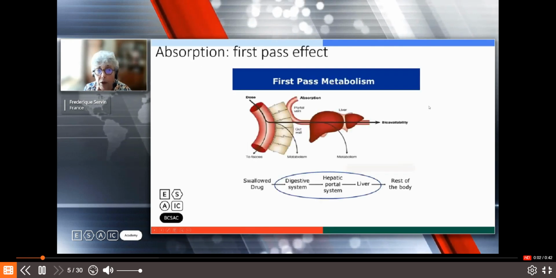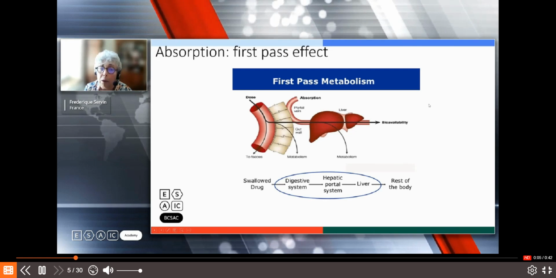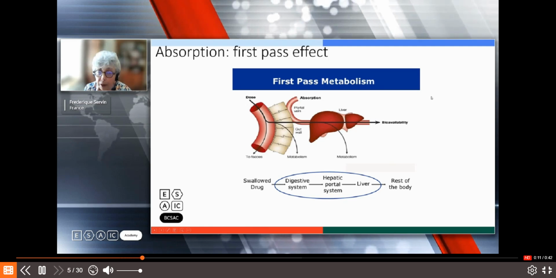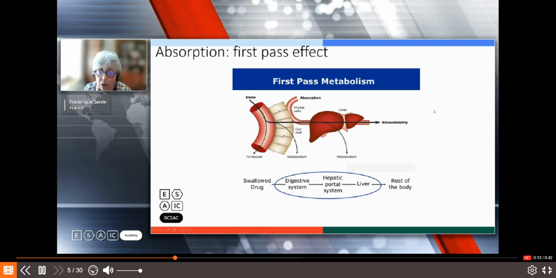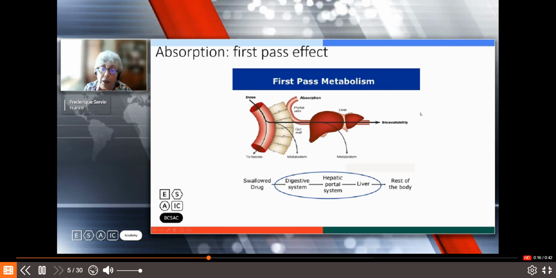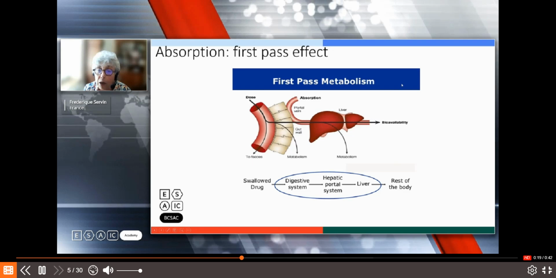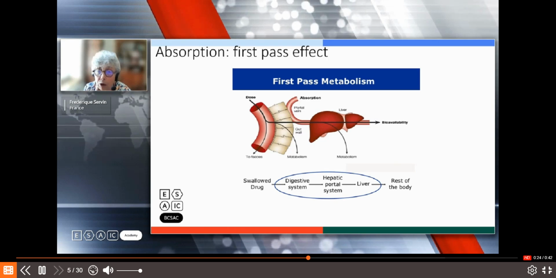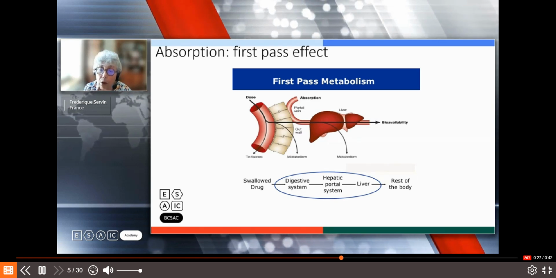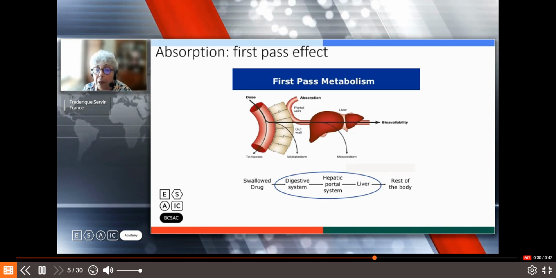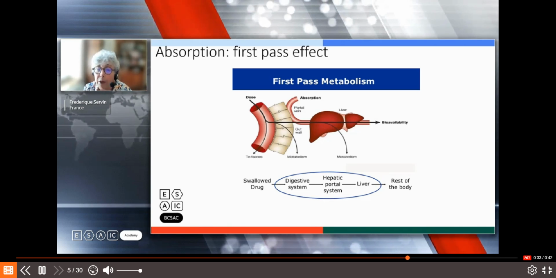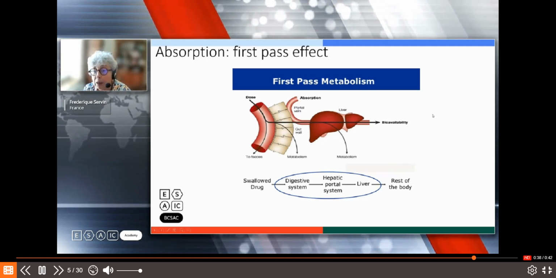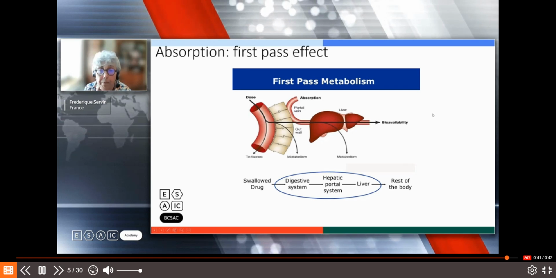A very important part of the absorption when a drug is given orally is what's called the first pass effect. When a drug is given orally, it will cross the liver before entering the systemic blood flow. And during this crossing of the liver, part or the totality of the drug may be metabolized by the liver. And the amount of drug which goes into the systemic blood flow defines the bioavailability of the drug.